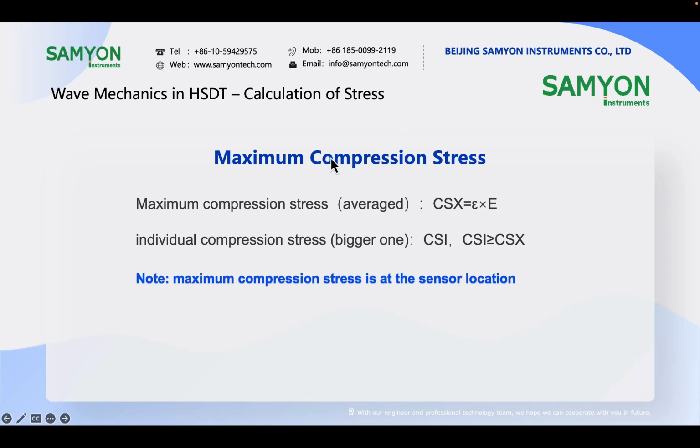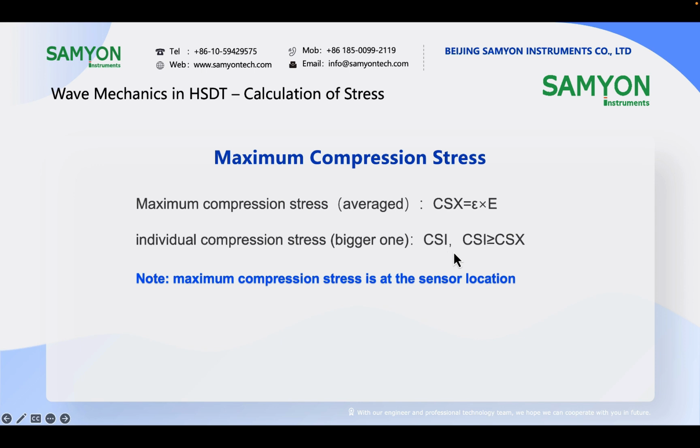Now let's talk about the calculation of the stress. For compression stress, it's simple because it's calculated using the strain times elastic module. Strain is measured by the strain sensor installed on the pile. So the maximum compression stress is the stress at the sensor location. It may not be the maximum compression stress in the whole pile.